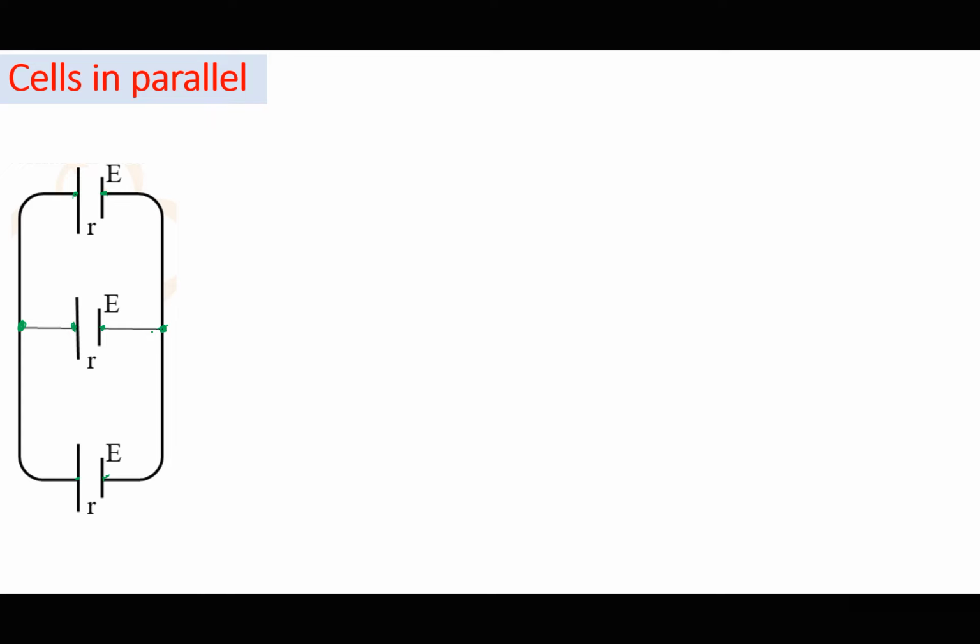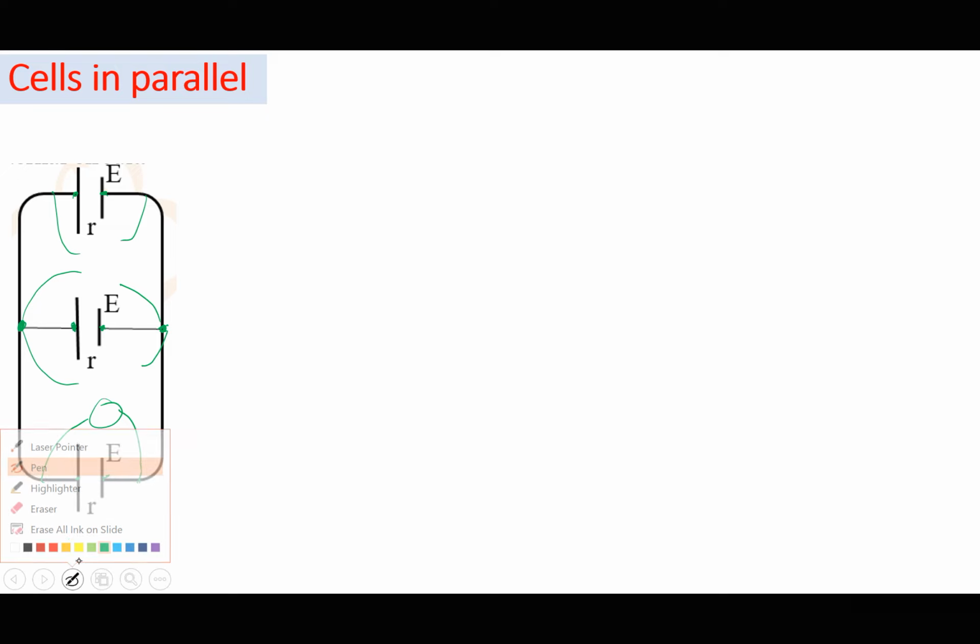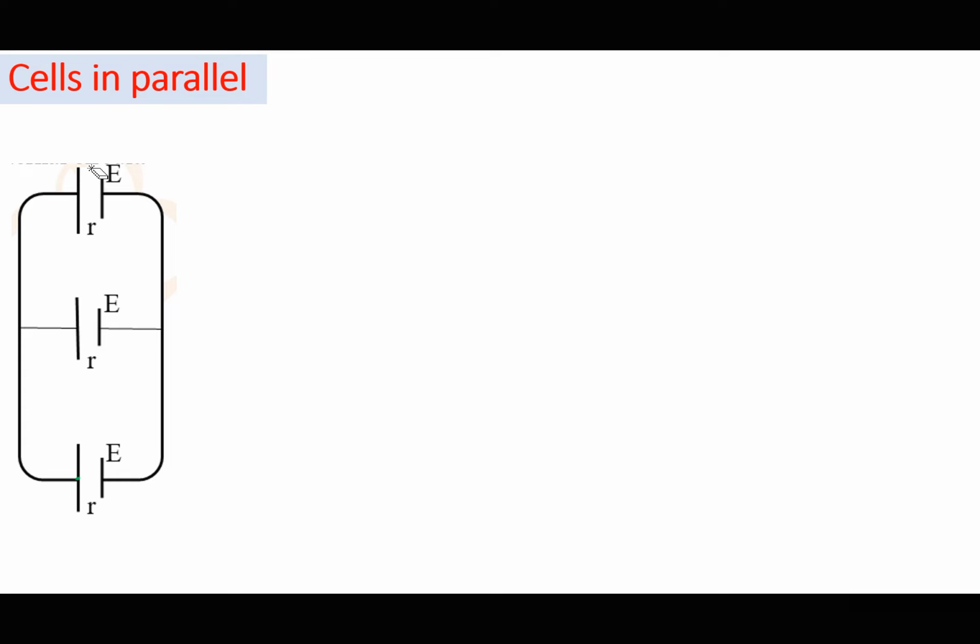What does that mean? If I connect a voltmeter across any 2 points between the cells, it will always give the same reading. When I put a voltmeter here, or here, or here, whatever point I put the voltmeter, it will always give the same reading. What does that imply? When cells are joined in parallel, the effective EMF from them is just equivalent to the EMF of just one cell.